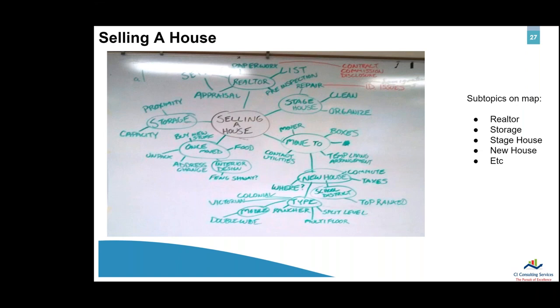We've got to think about a realtor and the interactions and decisions that occur with that person. We've got to think about, well, what are we going to do with our stuff? Where are we going to put it? What's involved with staging the house? And this could include repairs and removing personal items from the house. Anybody who sold a house before really understands what I'm talking about here. And there's an incredible amount of stuff here.